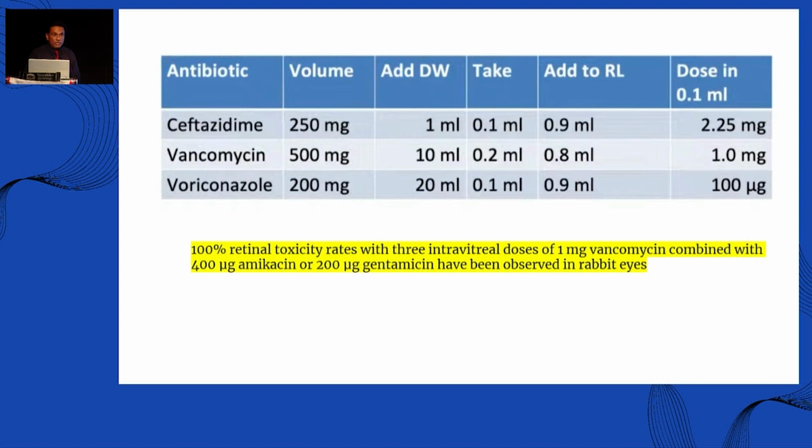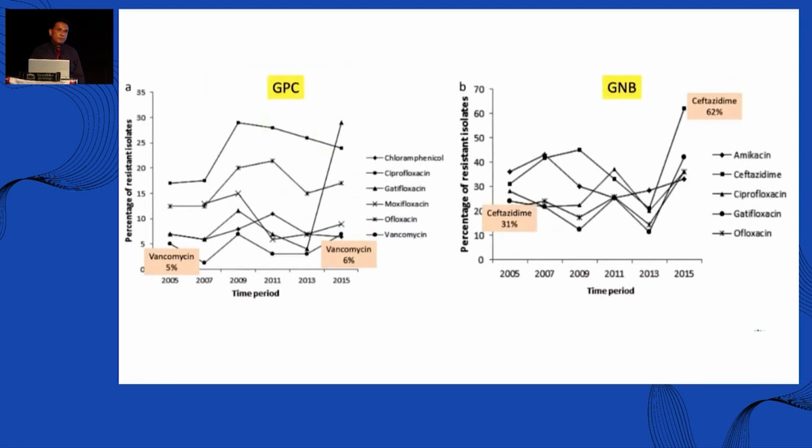So we always have to keep it in mind because we have seen many cases. I want to show you this slide. Actually, this is how resistance has appeared from many years back until now. In 2005, vancomycin resistance was 5%. In 2015, vancomycin still maintained a good profile. That means the resistance is less.